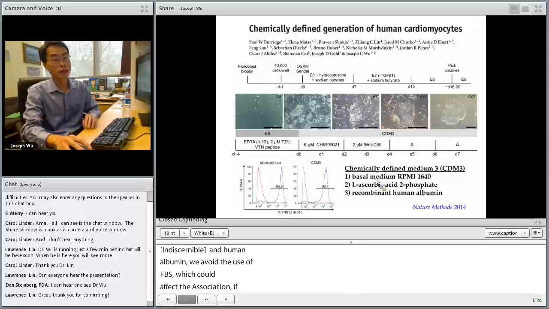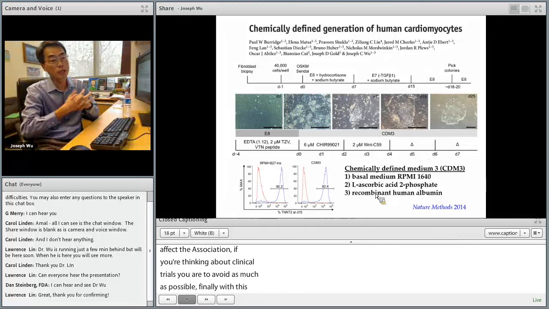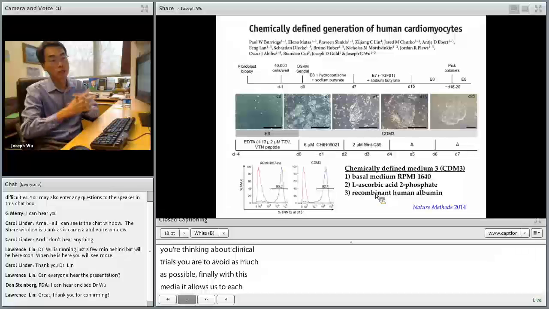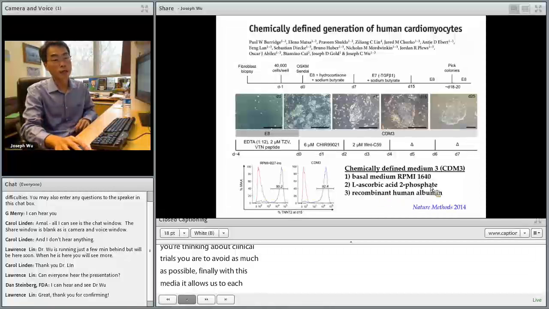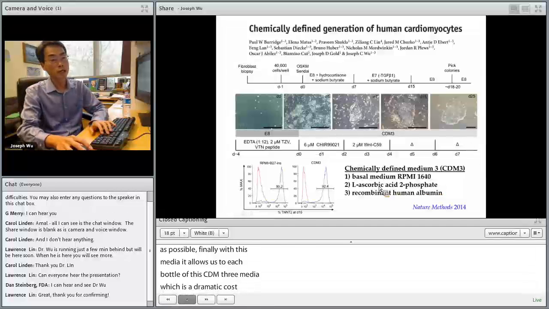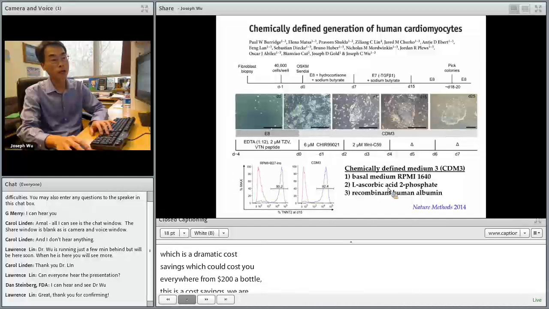Finally, with this CDM3 media, each bottle typically costs us around $50 to $60 to make in our lab, which is a dramatic cost saving compared to buying, for example, E8 or NT media, which would cost anywhere from $200 to $300 per bottle. So this is a significant cost saving for us because we're making a lot of these cardiomyocytes both for our lab and also for distribution to outside collaborators.